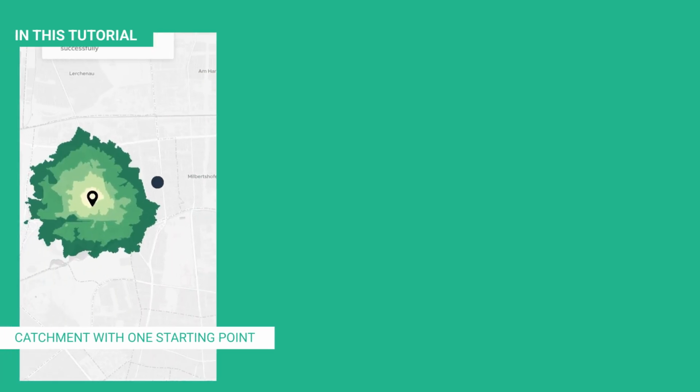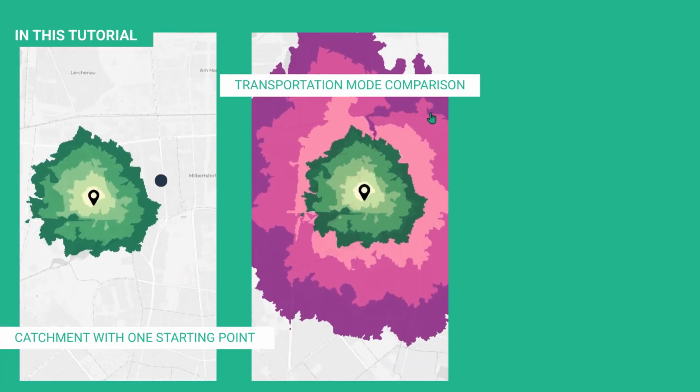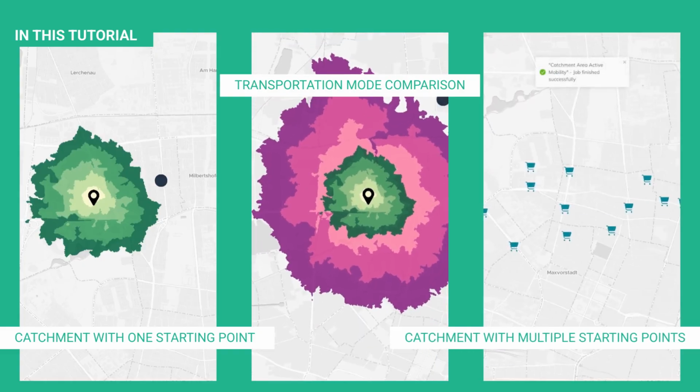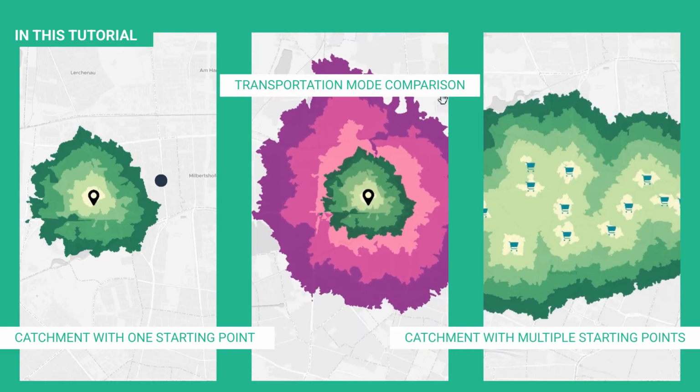In this tutorial, we'll compute a catchment area with one starting point, a transportation mode comparison, and a catchment area with multiple starting points. Let's see how to create them in Go.